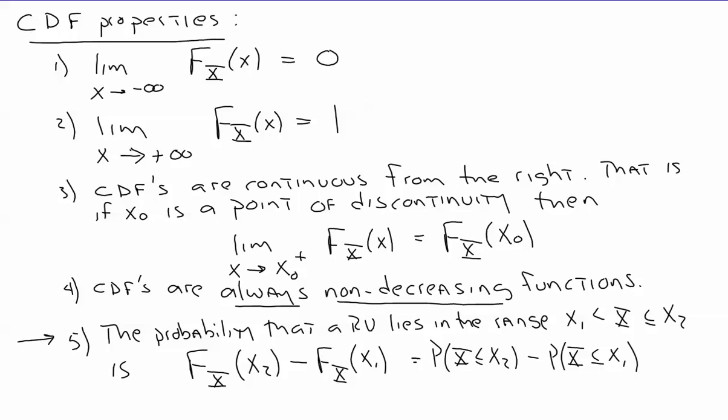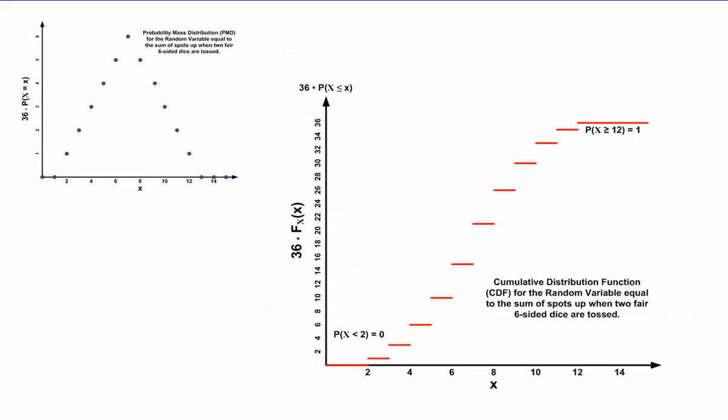I want to examine the first four properties by once again considering our toss two dice, observe the spots, create a random variable by adding the spots up example. So, going back to our same example, toss two fair dice, add the spots up. This is our probability mass distribution in the upper left-hand corner. And on the right-hand side is our cumulative distribution function.